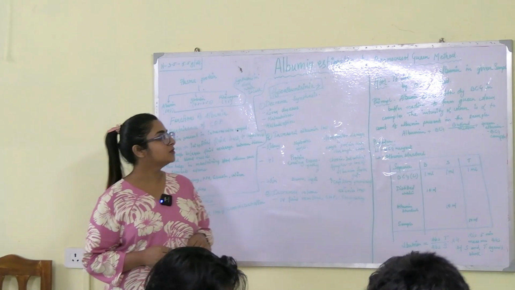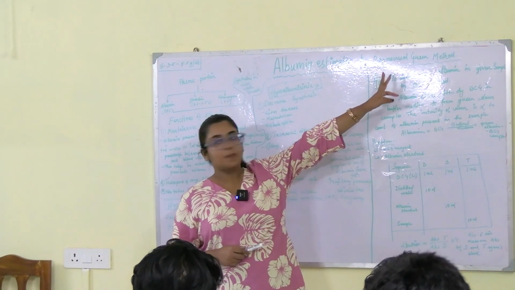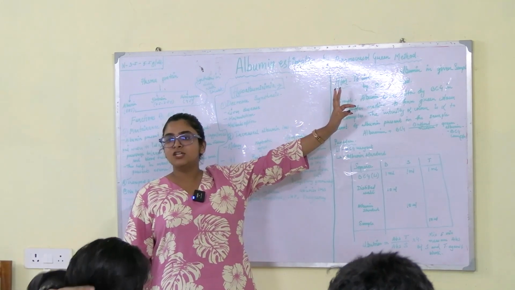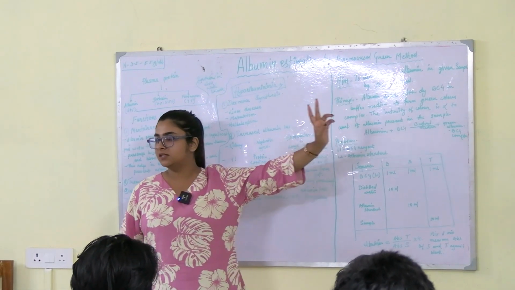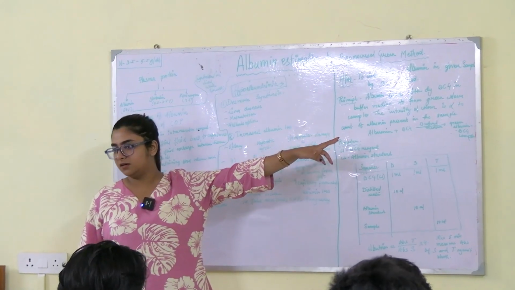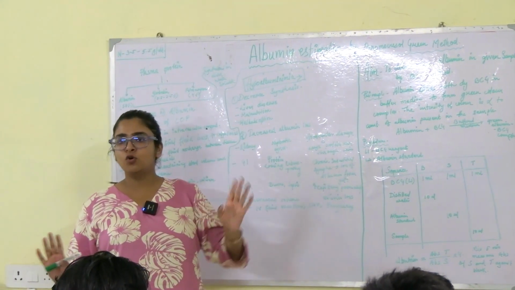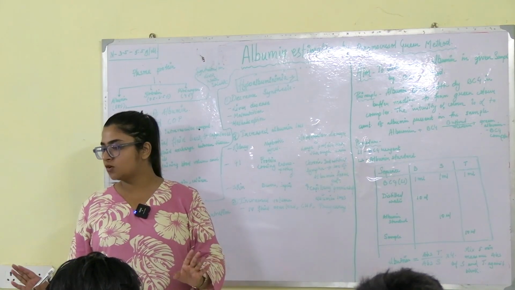Okay, albumin estimation. By what method? Bromocresol green method, BCG method. Okay. So calcium we did by what method? OCPC method. This is what method? BCG method. Bromocresol green method. Okay, there's not too much difference between the two procedures, almost the same.